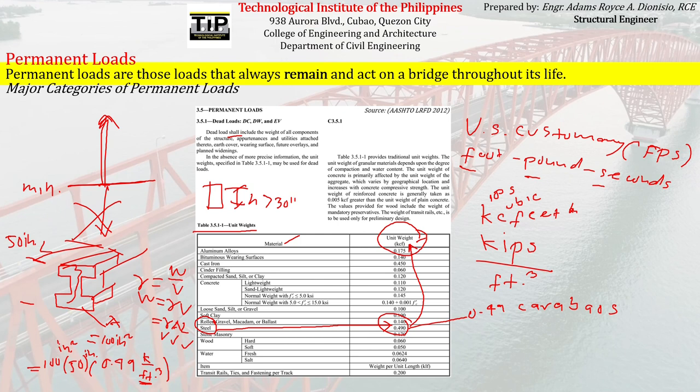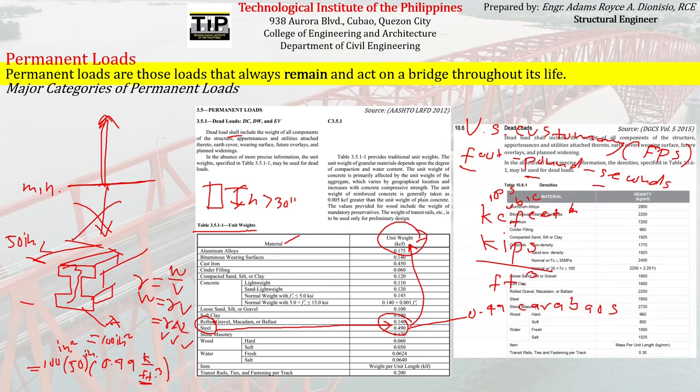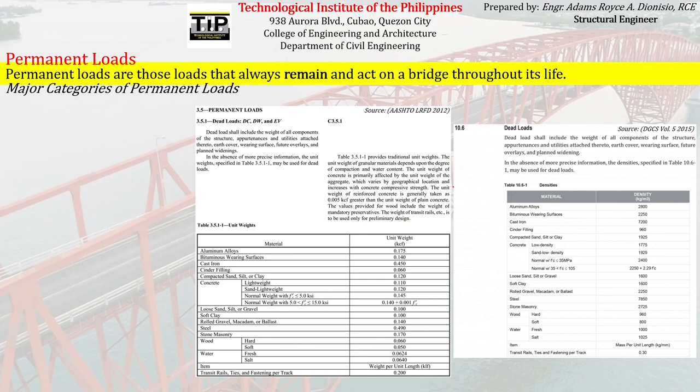Okay, so technically guys, that is just how you compute dead loads. You just have to compute for the weight of the particular component of the structure. So this is the code provision that came from the AASHTO. We can also use the provision that came from DGCS, our local code, the counterpart of the international code, AASHTO. So this is an excerpt from DGCS Volume 5, 2015, Section 10.6, which pertains to dead loads.